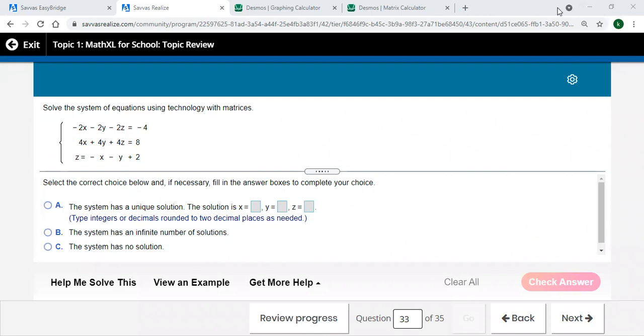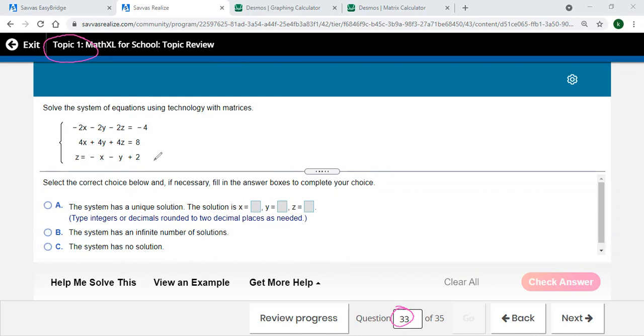We are getting oh so close to wrapping this up. Almost makes me excited. So we're still in the Algebra 2 Topic 1 topic review up to problem 33. We are supposed to solve this system. So we could do it by hand.